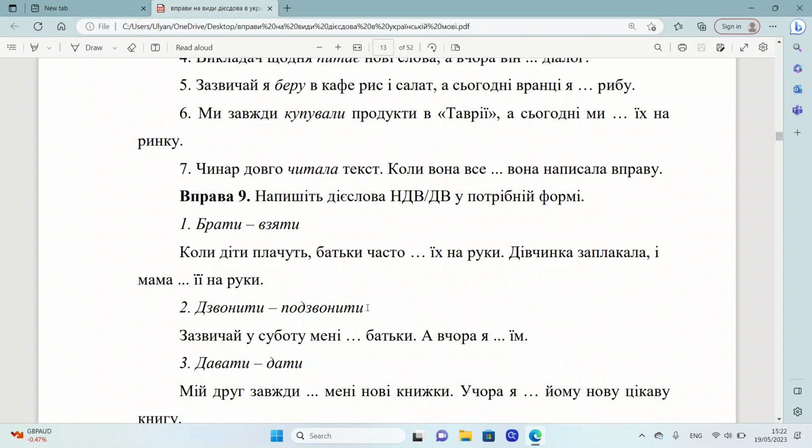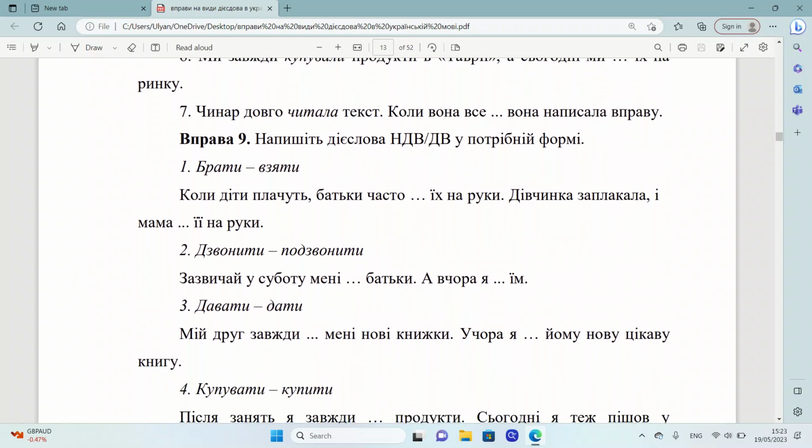So дзвонити, подзвонити, to call or to phone someone. Usually triggers the dative case. So зазвичай у суботу мені, so here you have the dative, мені батьки. So usually on Saturday my parents call me, so мені it's to me. Батьки in the nominative. So зазвичай, so it's imperfective, дзвонять мені батьки. А учора я їм. So, but yesterday I to them. Я подзвонила їм.